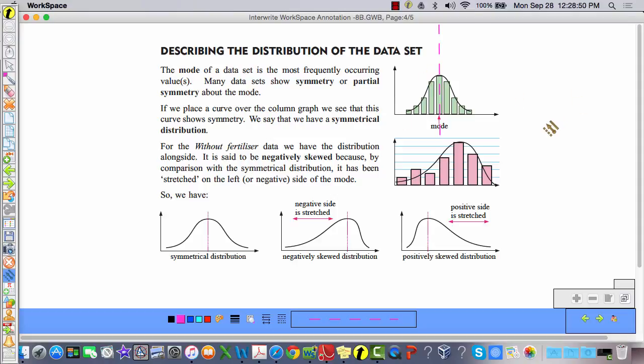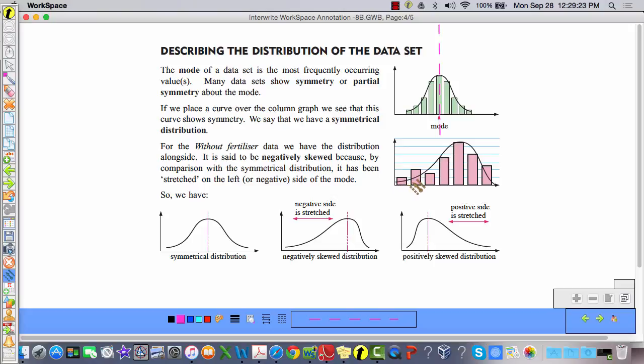Sometimes we have skewed data, like right here. This is said to be negatively skewed because it looks like the graph has been stretched toward the left in the negative direction, going to the left. So when we draw a curve over the bars and it has a little bit of a slope or a big stretch here, we say that is negatively skewed.